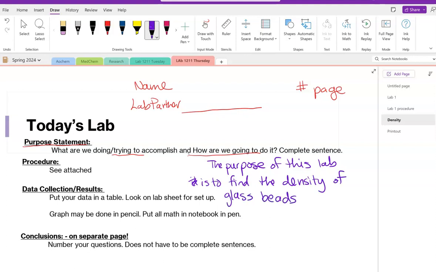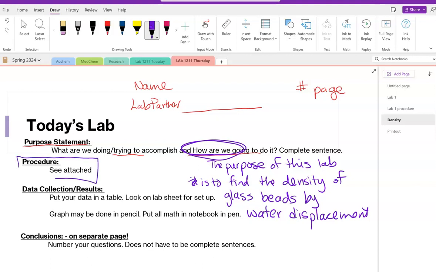The question is, how are we going to do that? We're using the water displacement, the Archimedes principle. So by water or volume, either word, displacement. So there's your purpose.